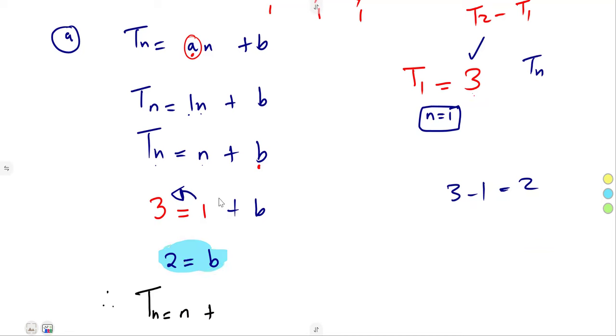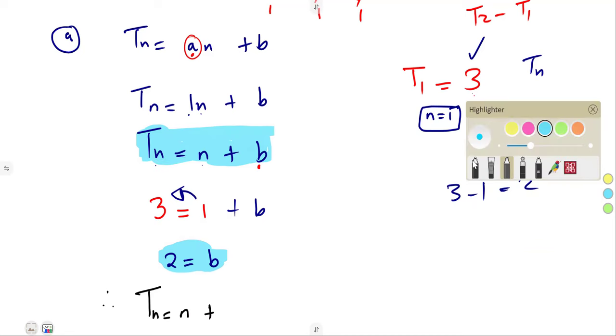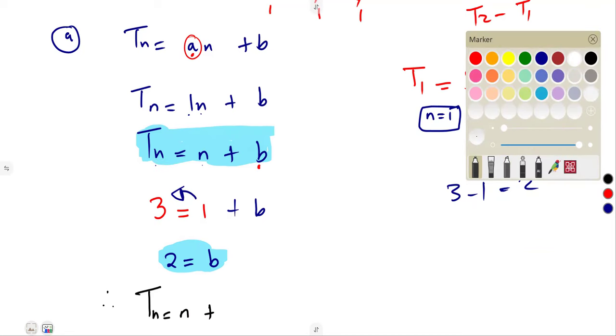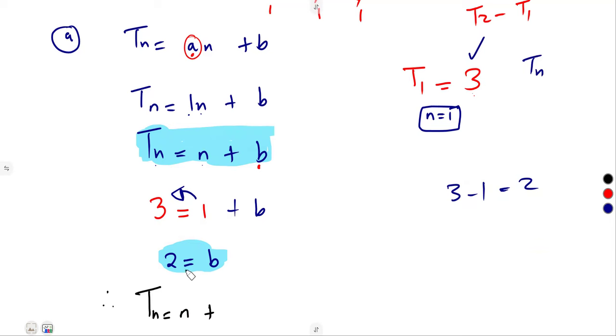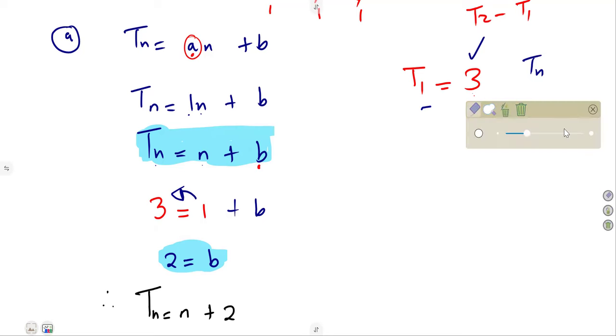So we want this part and also this one. So we take the Tn, which is equal to n plus what? Plus b. This one. So meaning to say, that's our b, which is 2. We have got our answer there for Tn: n plus 2. So this was just like our grade 9, grade 8, something like that.